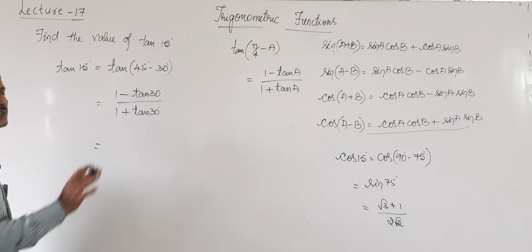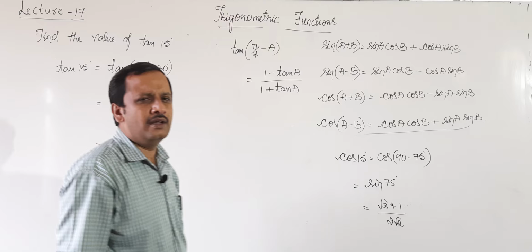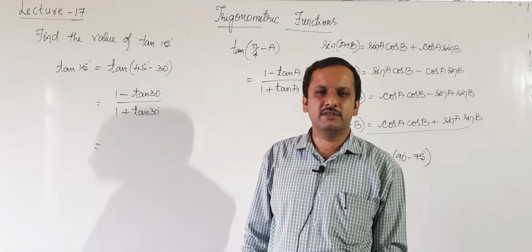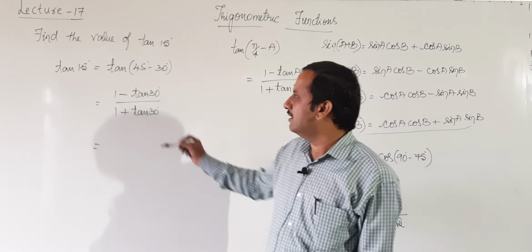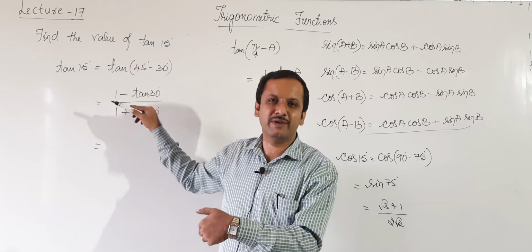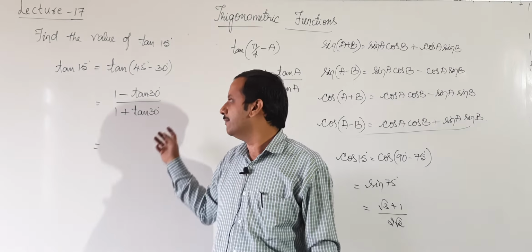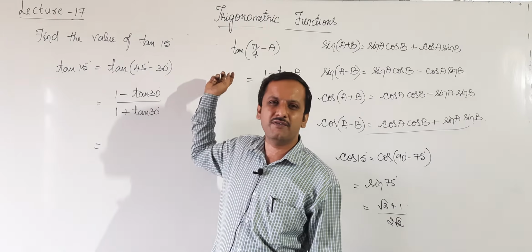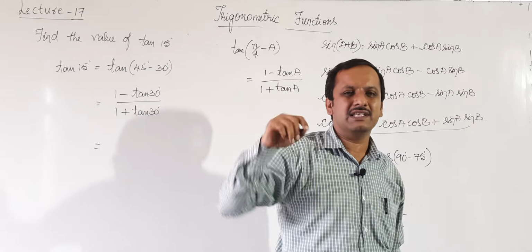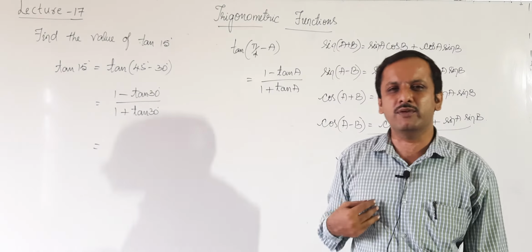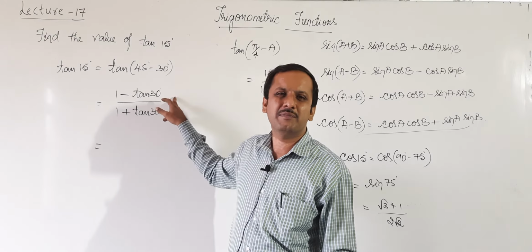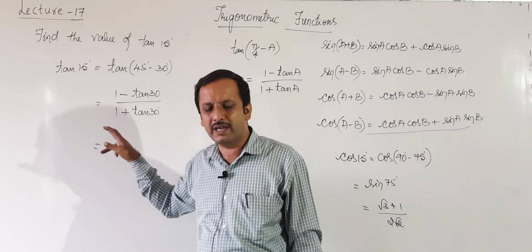Or else if you don't know this formula, no problem, nothing to worry. Tan a minus b formula you know. You can write tan 15 as sin 15 by cos 15. In that way you can do. If you don't know that formula, then you can use the tan a minus b formula, tan a minus tan b divided by 1 plus tan a tan b. In that way you can get it.